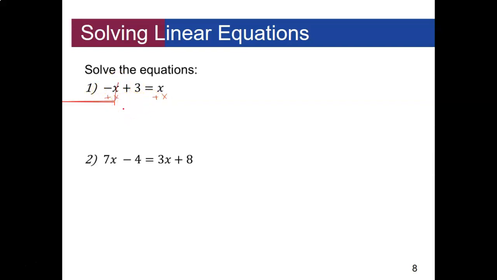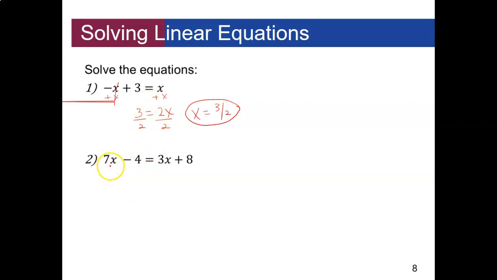So those are going to cancel, and I'm going to have 3 equals 2x. So I'll add x and x together. And then I'm going to divide away the 2, and I'm going to get x equals 3 halves. So we want to make sure that you can solve these simple equations. Hopefully this is very much a review for you.